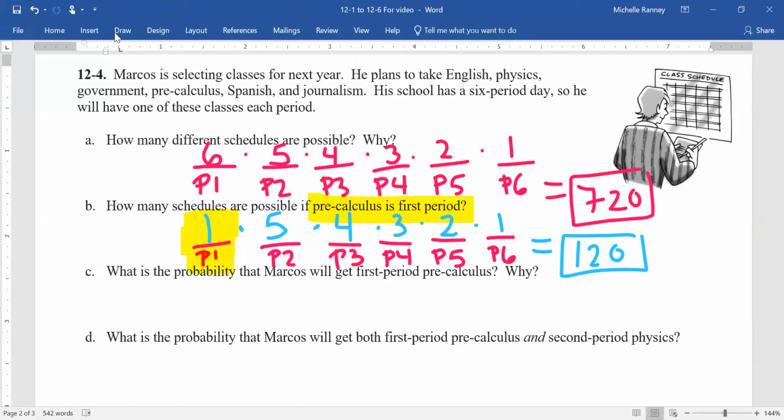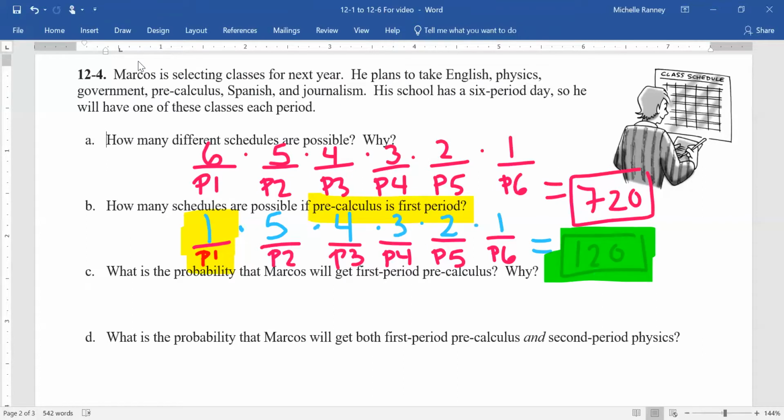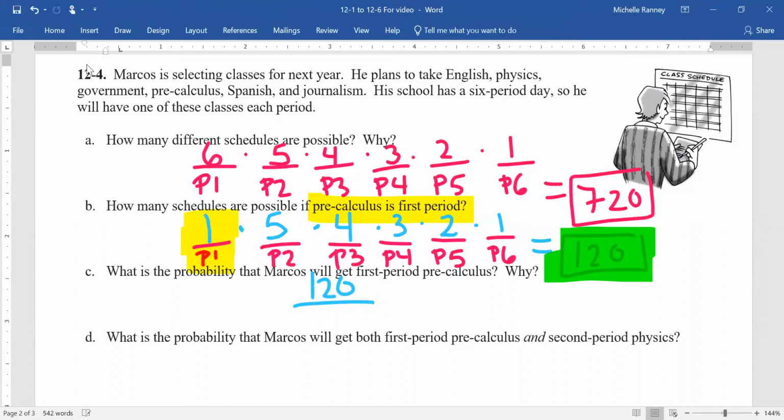So in terms of the probability, we know how many different ways he can get that. He can get it 120 different ways. And there are 720 different schedules. So the probability is going to be 120 different ways for him to get pre-calc period 1 out of 720 schedules. And that reduces down to 1/6 or 16.6 repeating %.